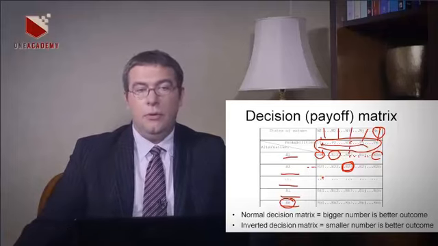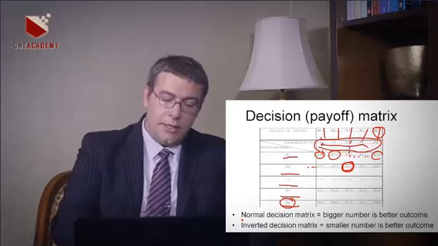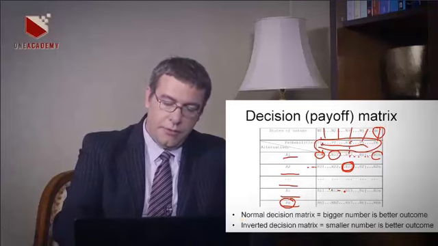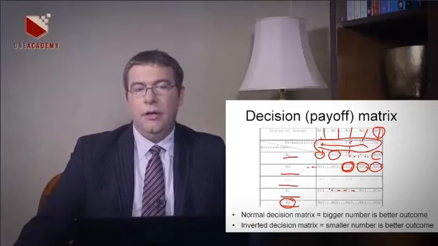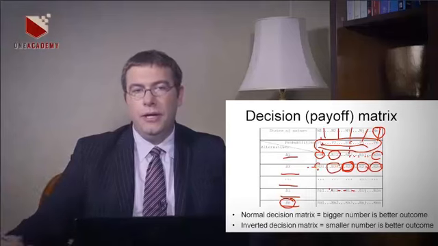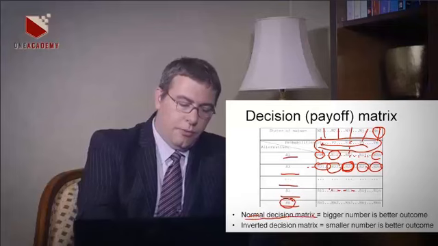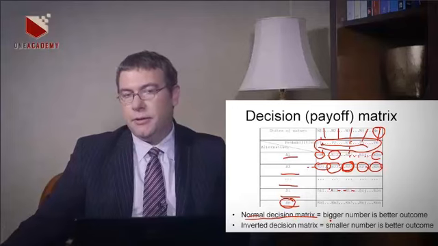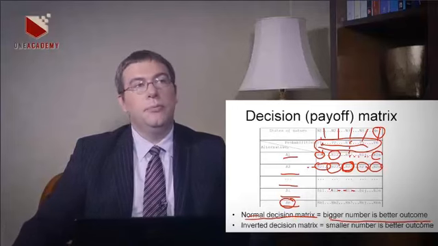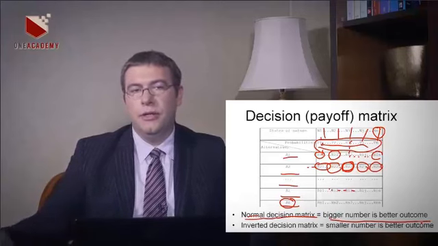And there is one important feature here. It is what sort of numbers we have here. If these estimations depict a situation where a bigger number is more favorable for the decision maker, we will denote this as a normal decision matrix. Bigger is better. And this is, for example, if we put here profit. The higher the number denoted as profit, the better for the decision maker.